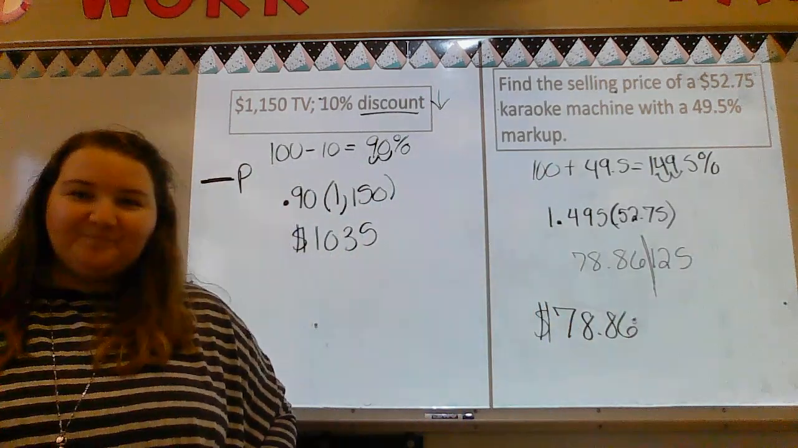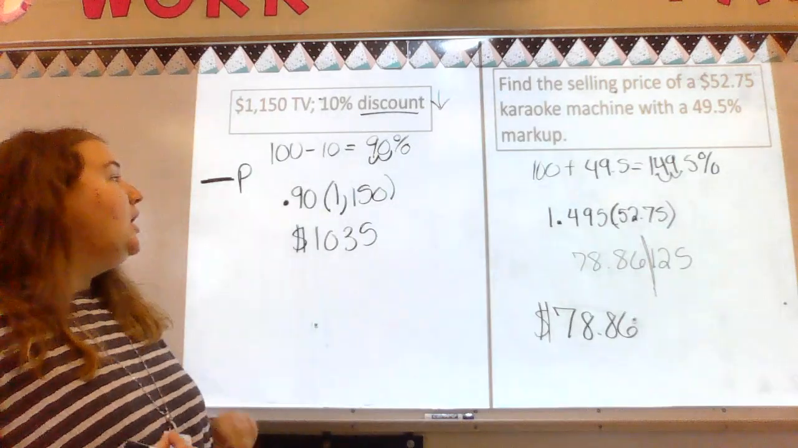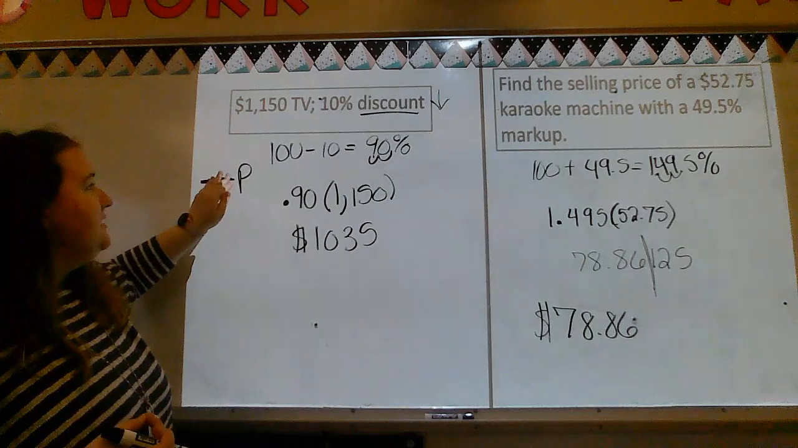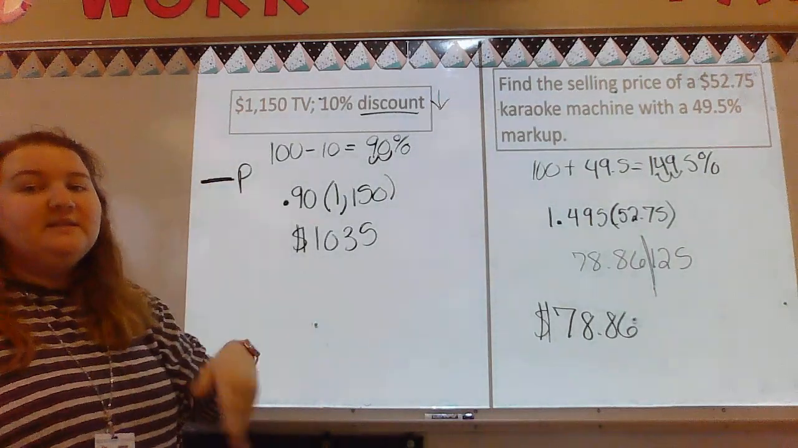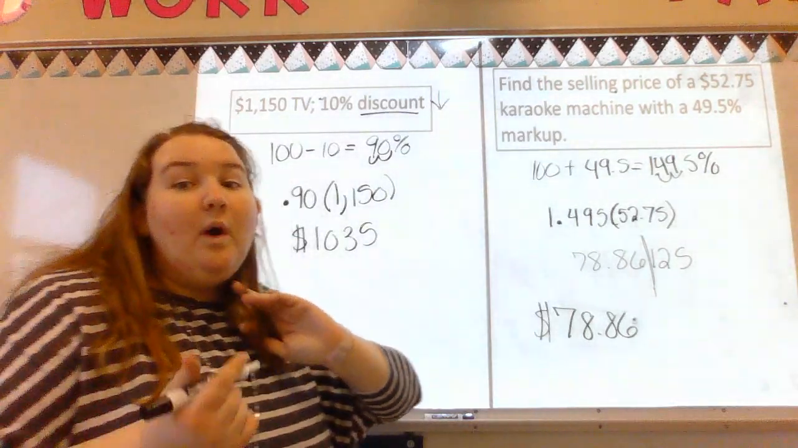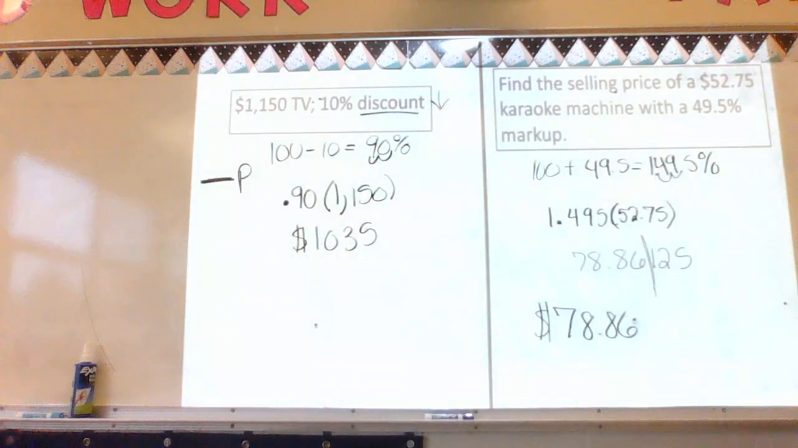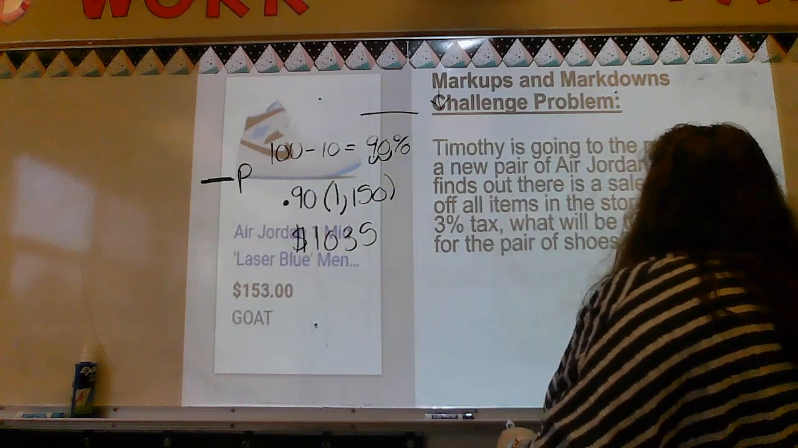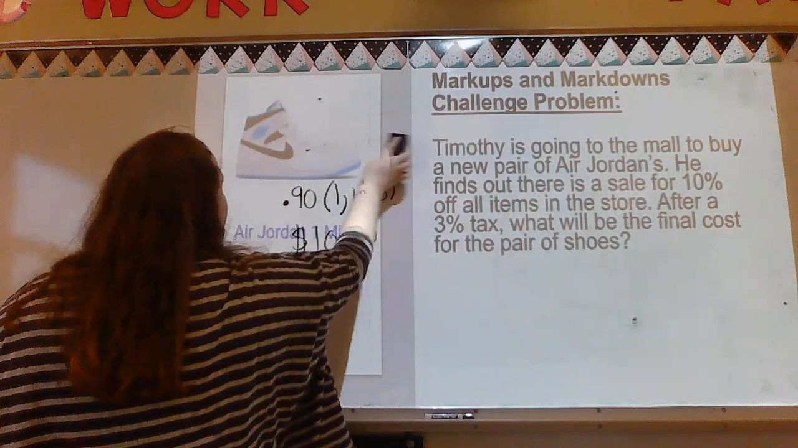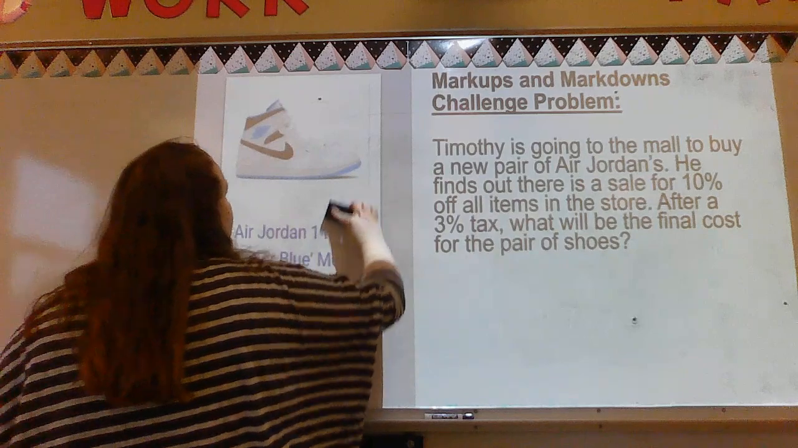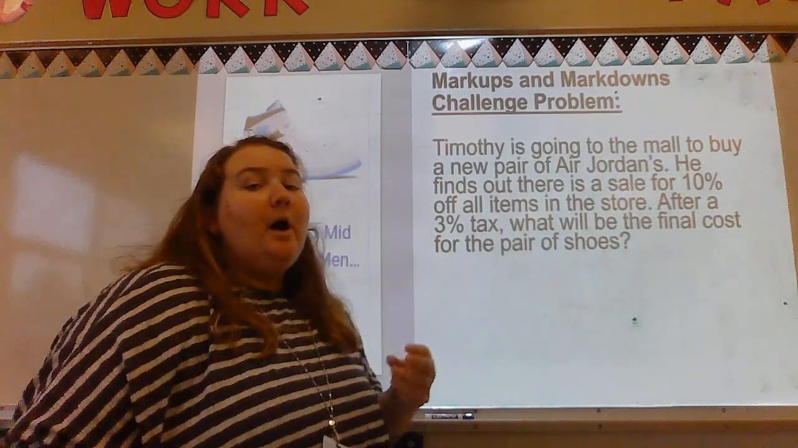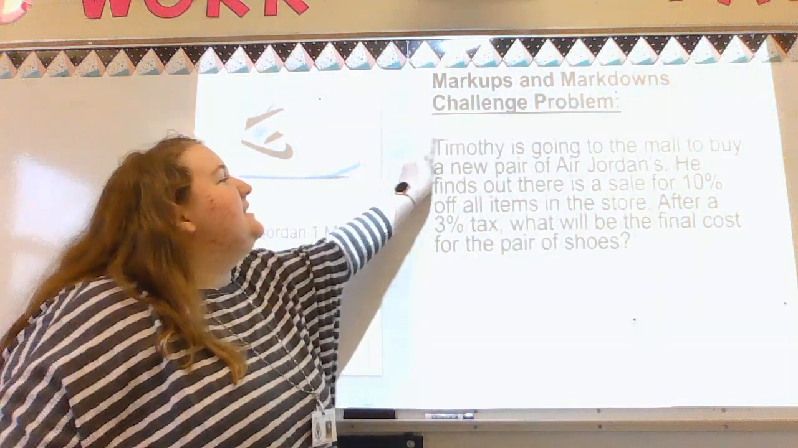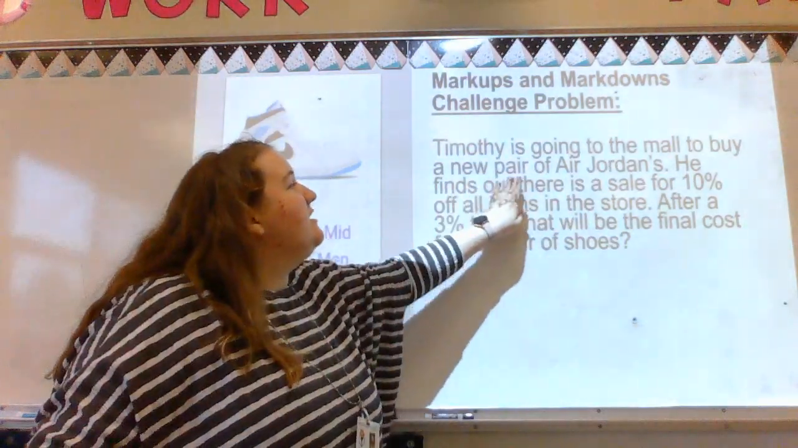Okay? So remember, method 2, we're doing our percent as a decimal times our price. So percent times price, percent times price. This is method 2. Okay? We're going to do one more, and it's more complicated. It's a challenge. Okay, so markups and markdowns challenge problem. Okay, here we go. Timothy is going to the mall to buy a new pair of Air Jordans.